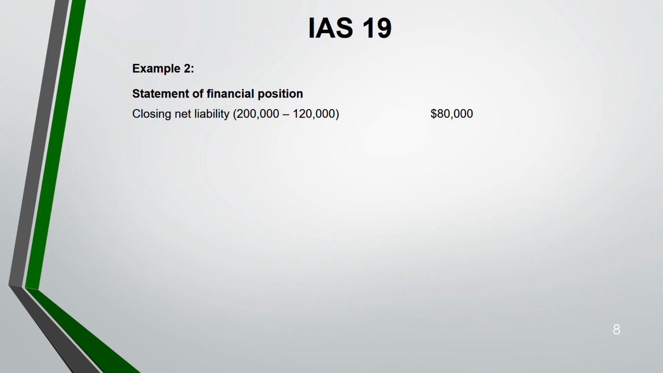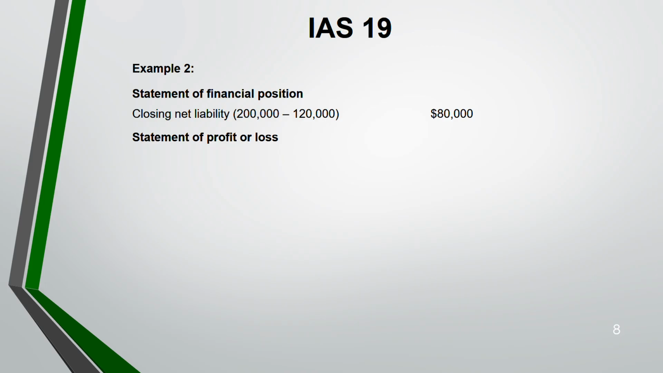See, to get the net liability, just take the closing balance and deduct the opening balance. You see, your opening present value of obligation is 140,000 and closing is 200,000. So 200 minus 120, the balance is your closing net liability, 80,000. Earlier your present value was 140 and close value increased to 200. So it increased by 80,000. So that closing net liability will go in a statement of financial position.